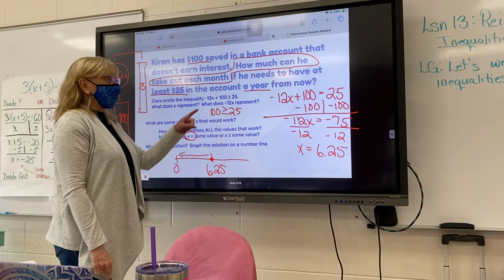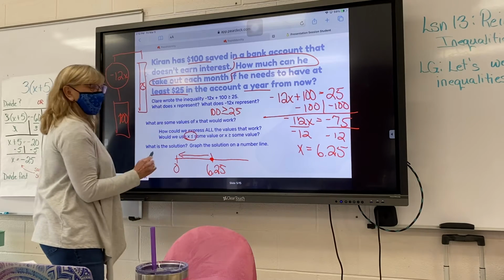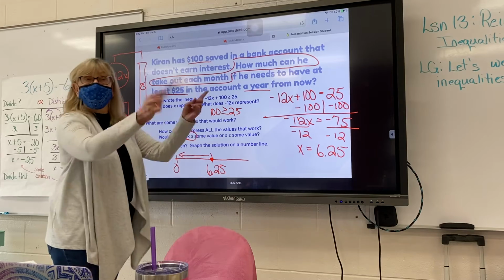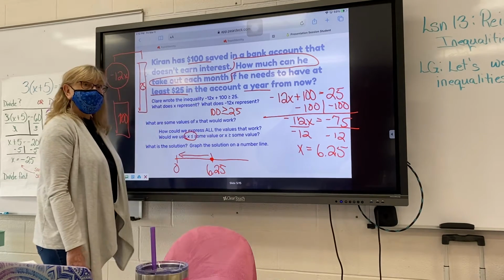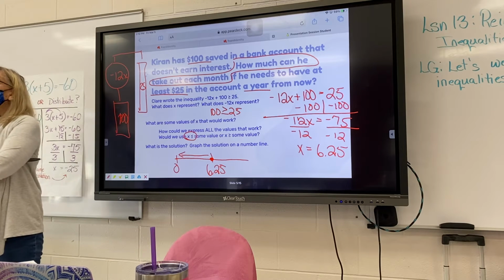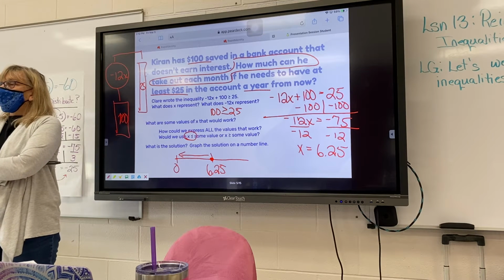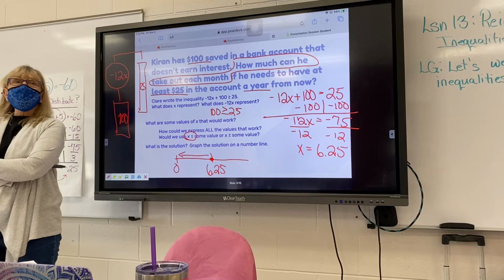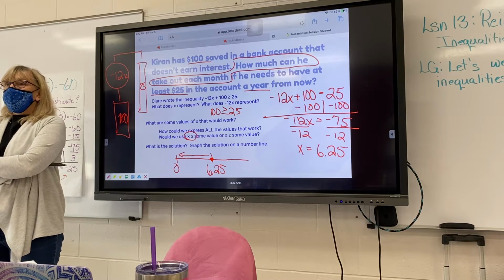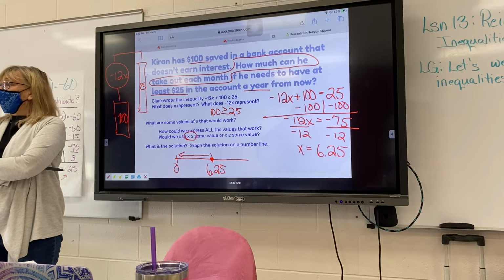If it's a true statement, then I shade towards 0. If it's not a true statement, I go the other way. Okay? All right, now, can I have negative numbers in this problem? Would a solution to this problem be negative numbers? Yes, it could be. You can take negative numbers out of the bank?